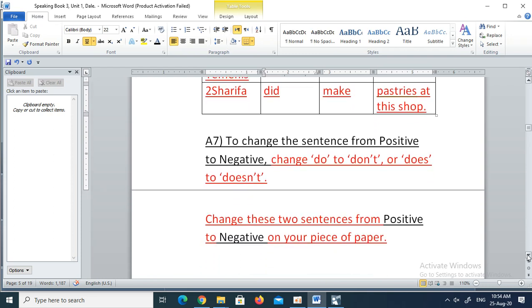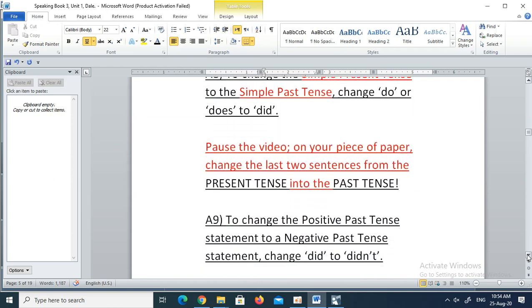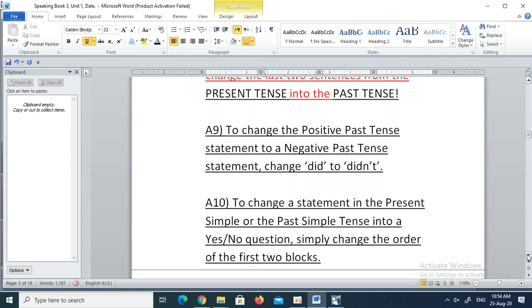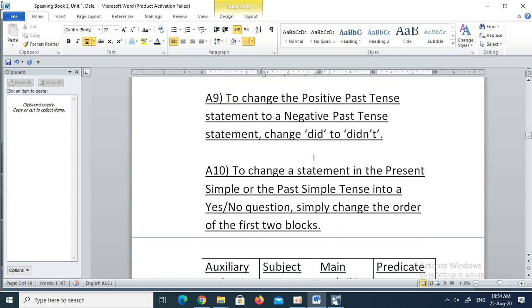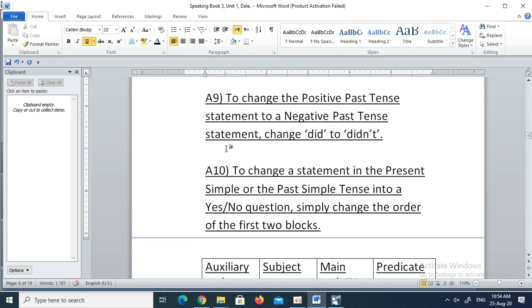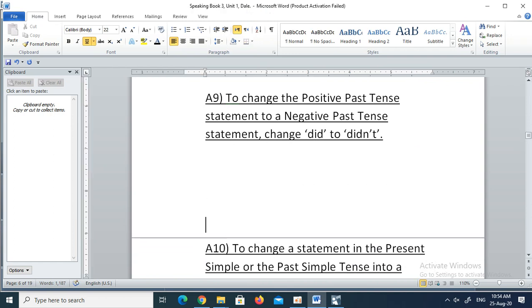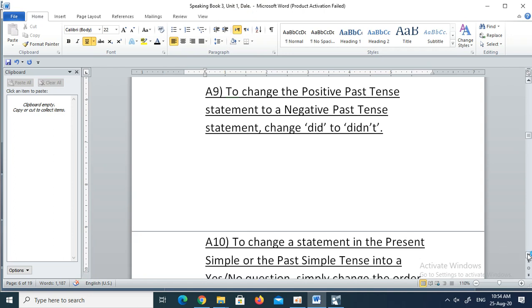Okay, that more or less covers statements using the verb to do as an auxiliary verb.